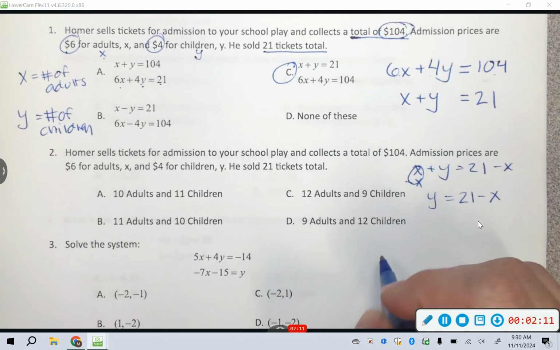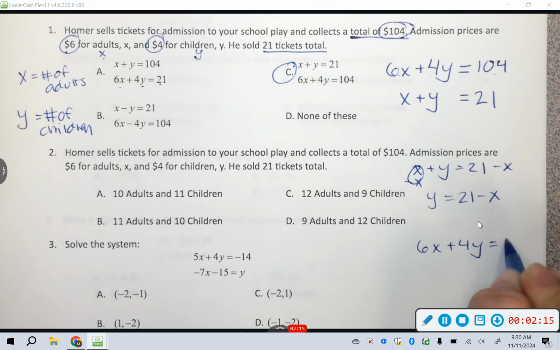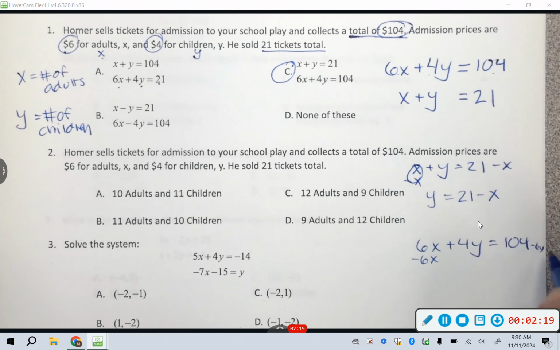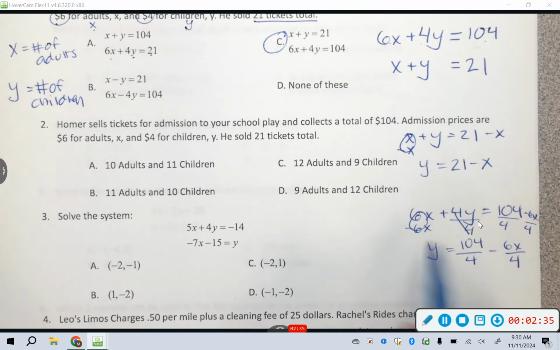Now my other equation is 6X plus 4Y equals 104. So move my X, minus 6X, minus 6X. Ooh, it's kind of cut off. And then I have to divide everything by 4. Now, I want you to realize my calculator does not care if we simplify, so we're going to lazy solve. We have Y equals 104 over 4 minus 6X over 4. So there's my 2 Y equals equations.